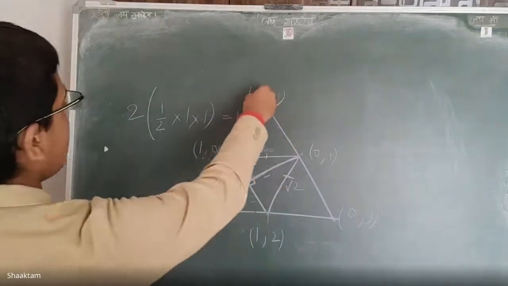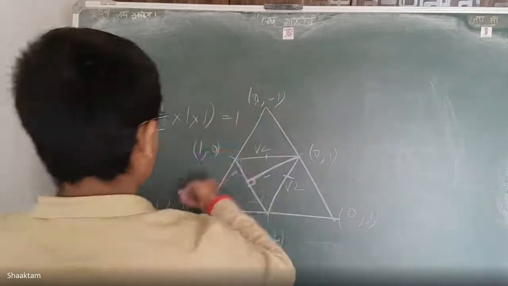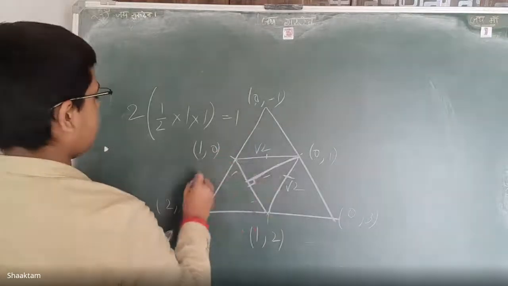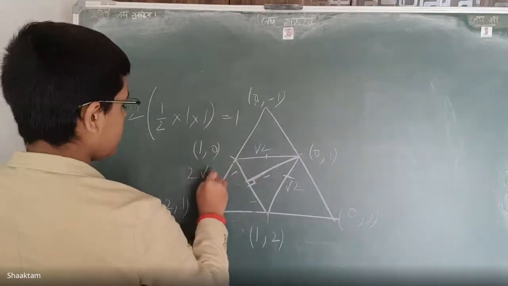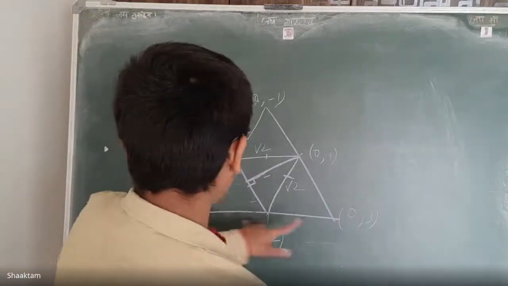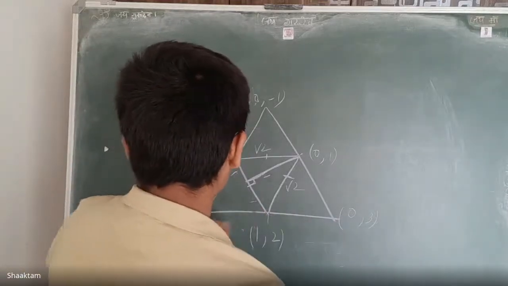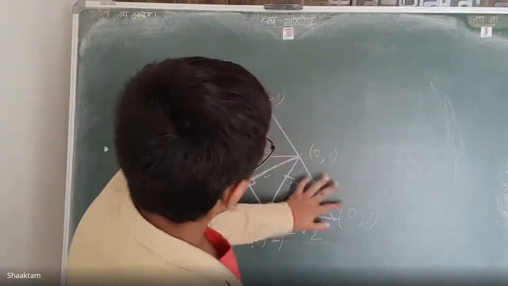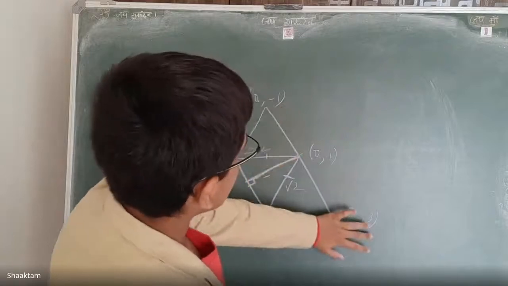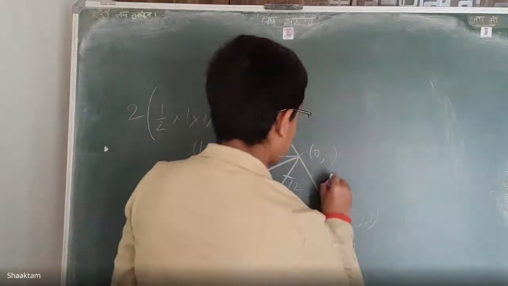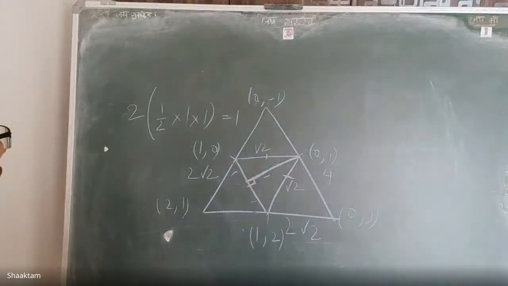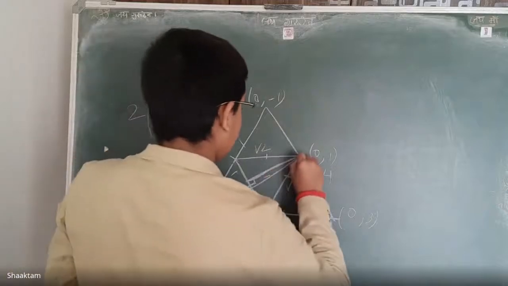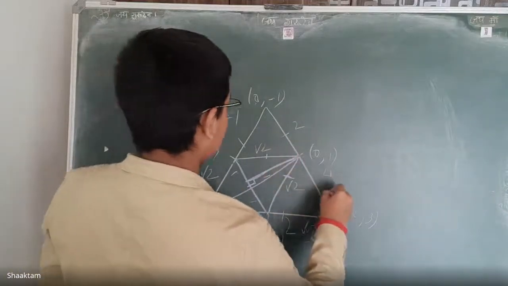Okay, fine, I'll find that. 0 minus 2 is 4, and minus 1 minus 1, that would be again 4. So 2 root 2 for this side. (2, 1) and (0, 3): this would also be 2 root 2. And (0, 0) and (minus 1, 3): so this would be 4. So 2 root 2, 2 root 2, 4. Isosceles again. I can drop a perpendicular here, that would make it 2 and 2.